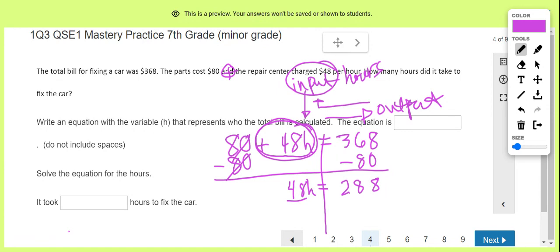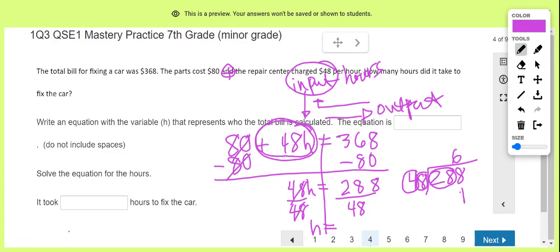And then instead of multiplying the input by 48, we're going to divide by 48 to help us find what the input of hours was in the situation. So now we have H is equal to 288 divided by 48. There's one way to estimate this. 4 goes into 28 7 times, but then there's an extra 8. So try multiplying 6 times 48.